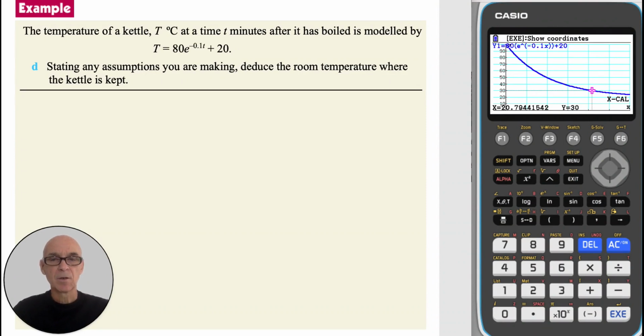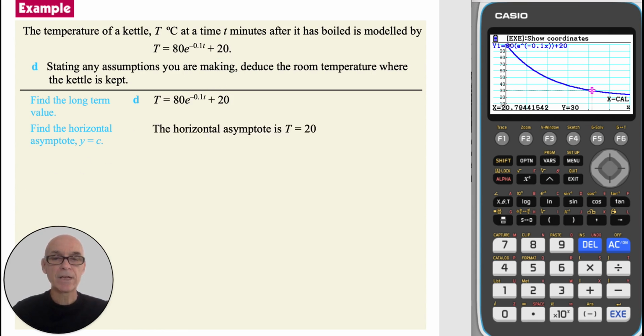In part D, we're asked to deduce the room temperature, where the kettle is kept, stating any assumptions that we make. After the kettle has been in the room for a long time, the temperature of the kettle will be similar to the room temperature. So the temperature of the kettle is its long-term value. To find this value, we need to find the equation of the horizontal asymptote. Using the equation y equals c, where c is equal to 20, the equation of the horizontal asymptote is T equals 20.